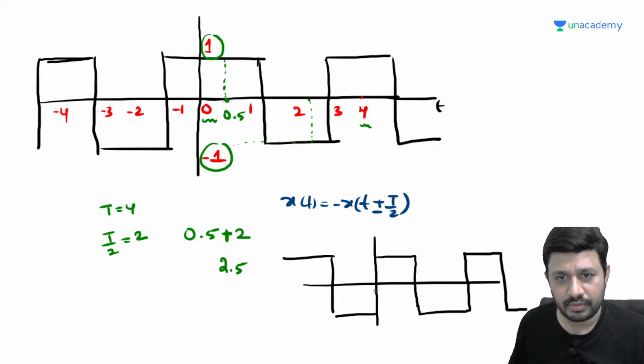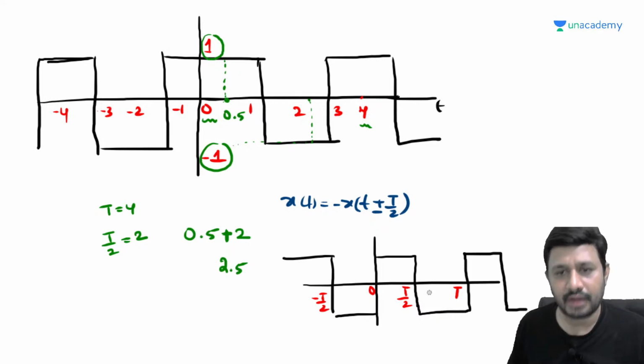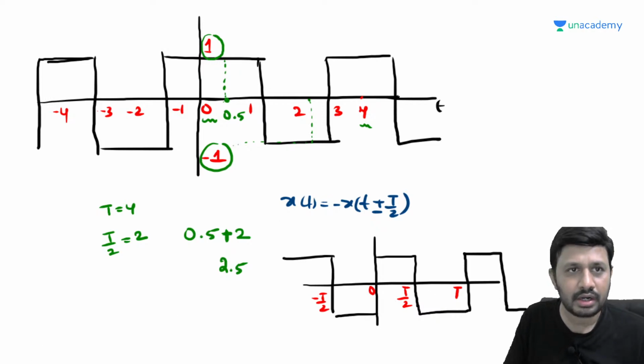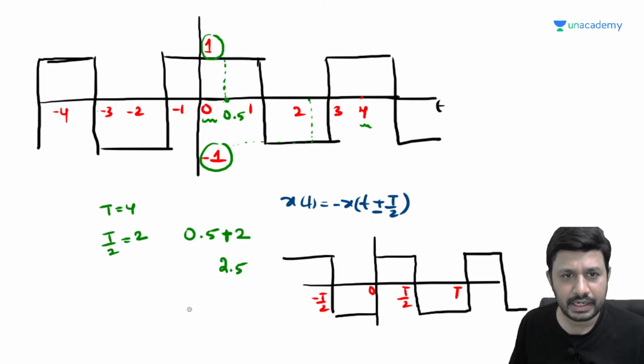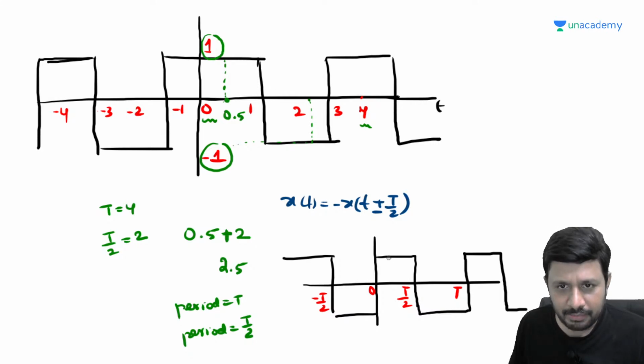So this is 0, this is T/2, this is T, -T/2 and so on. Now I want to verify whether this is half-wave symmetric or not. What is the period first of all? Period is T. Period by 2 is T/2. Now take one point. I am going to take T/4.